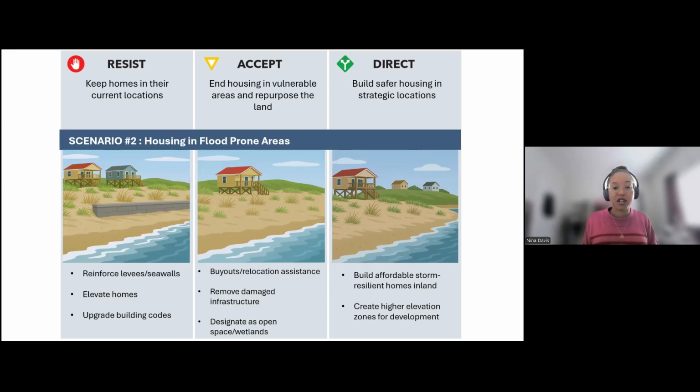So a potential key takeaway here is you might want to consider pairing accept, where you're phasing out some of those vulnerable areas, with direct, where you're redeveloping in safe zones. And then you would maybe want to make sure that you're addressing equity and community input early on as you're making these decisions.